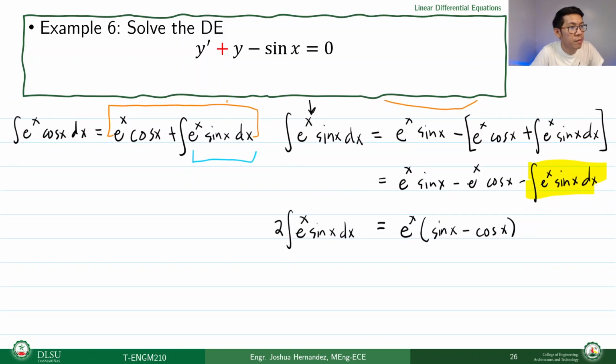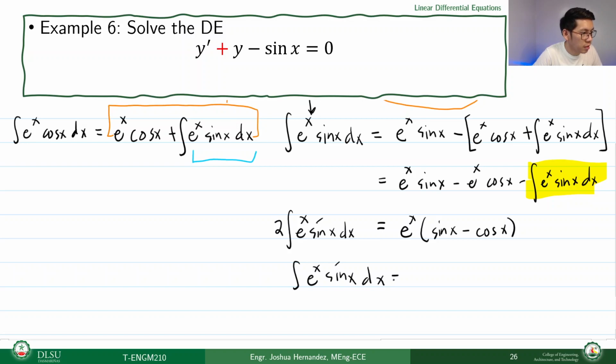Expanding this further will give us the integral of e to the x sine x dx equals, if I divide this whole equation by 2, magkakaroon ako ng e to the x over 2 multiplied by sine x minus cosine x. Ayun, may expression na ako.